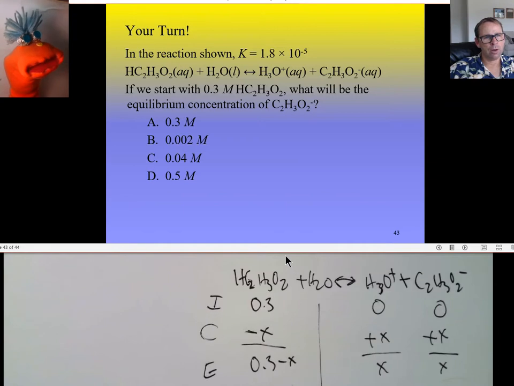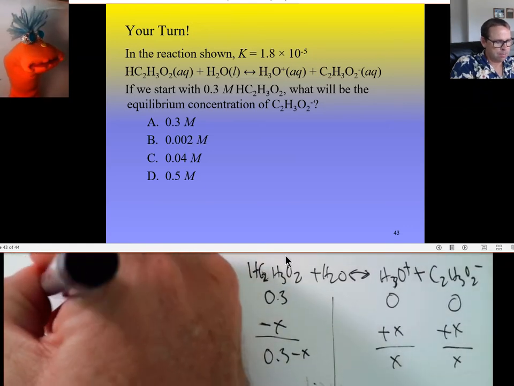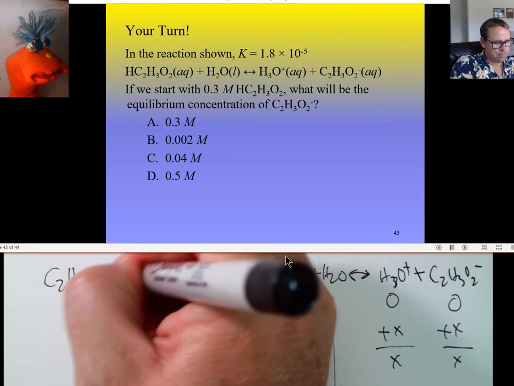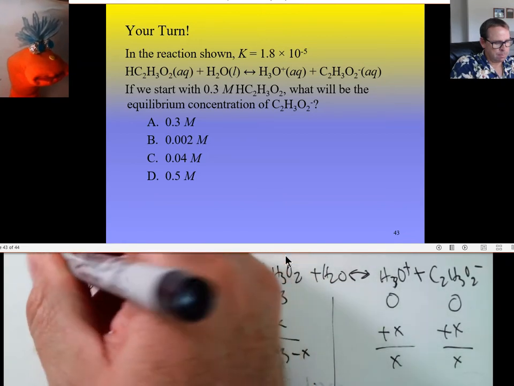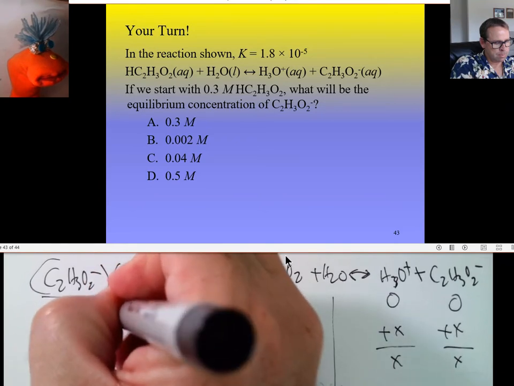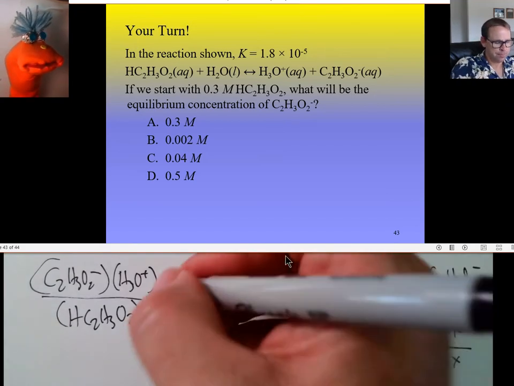All right, now what do we do? Well, we have our equilibrium expression. The equilibrium expression is going to be the products over the reactants: the acetate ion and the hydronium ion over the acetic acid. And that equals 1.8 times 10 to the minus 5.